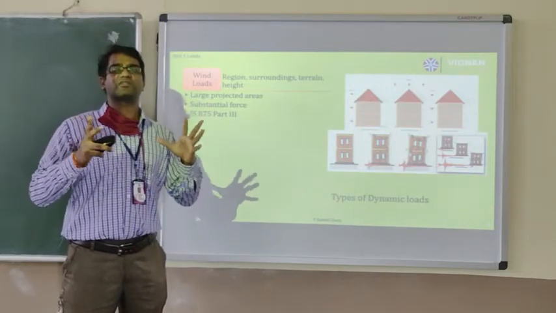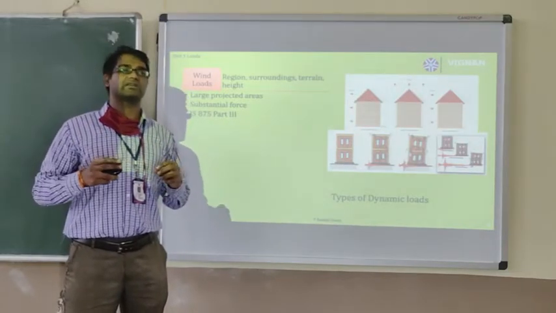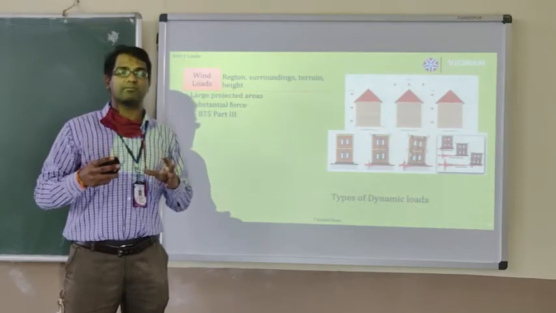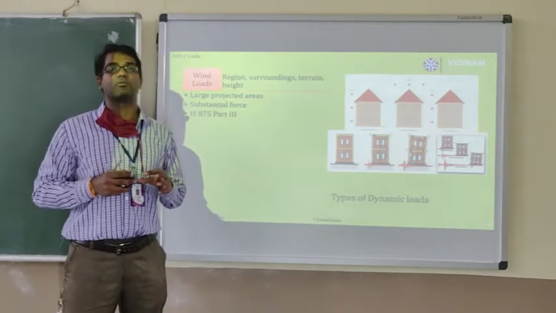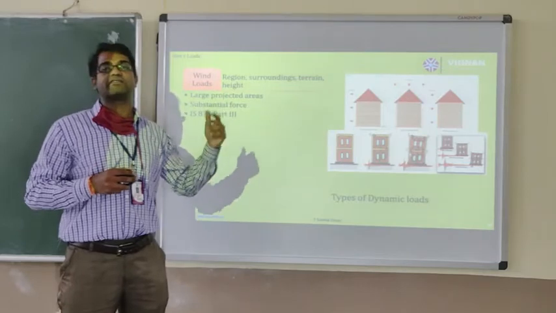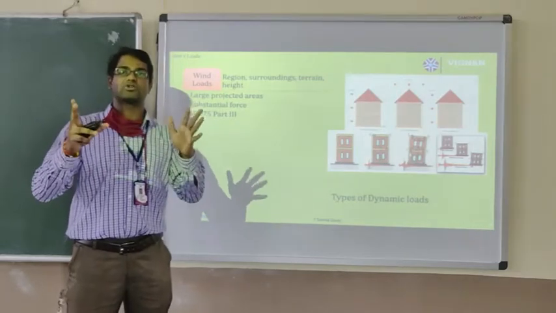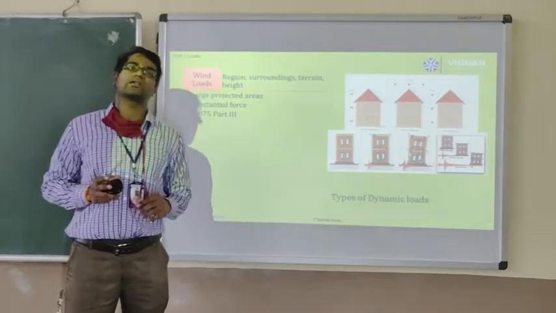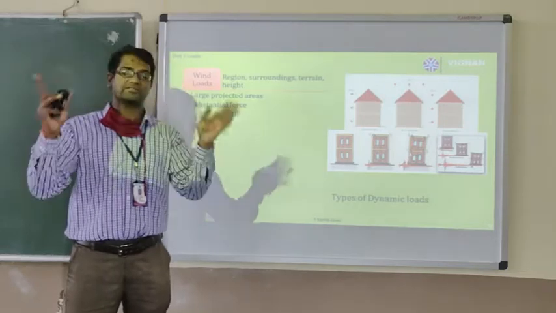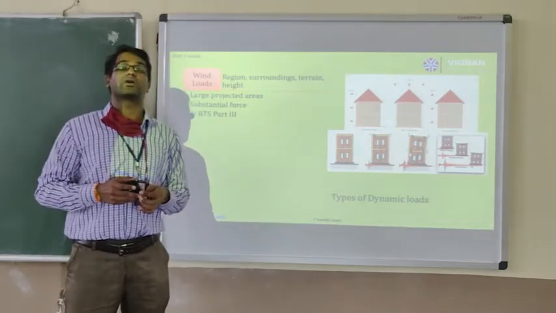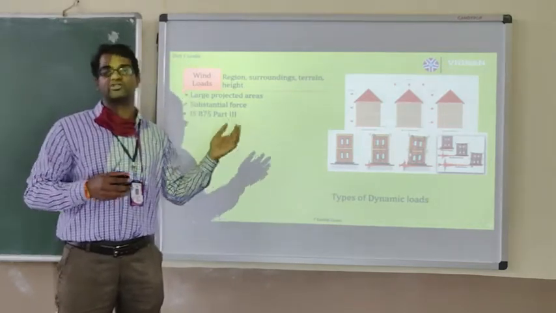So it is a substantial force because the collapse is immense and you can never predict the amount of it. And IS 875 Part 3 exactly shows you and tells you how to calculate the wind load and how it depends upon the building location and everything. They have clearly mentioned it.